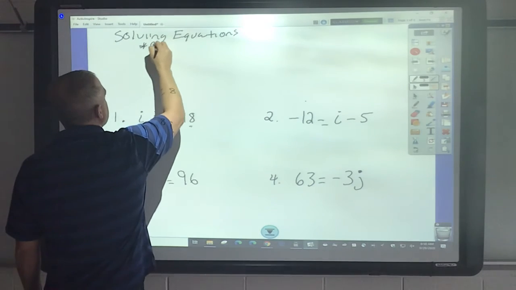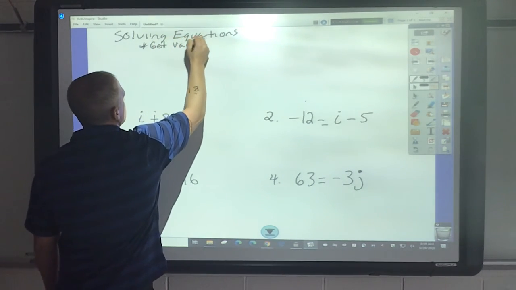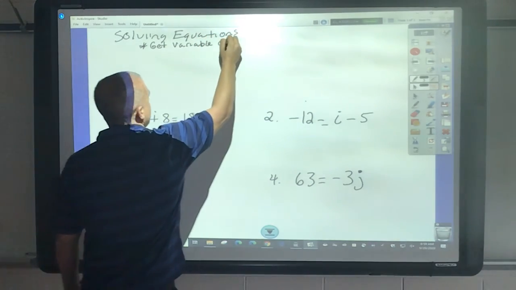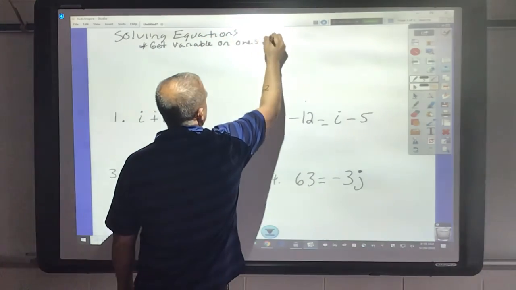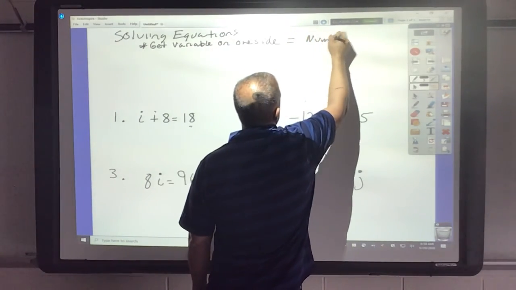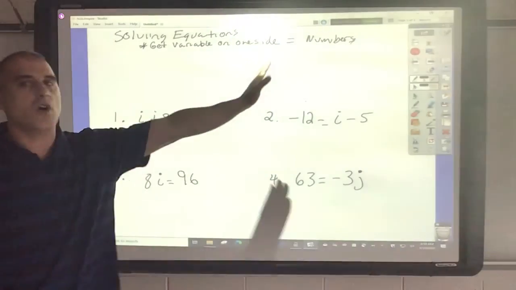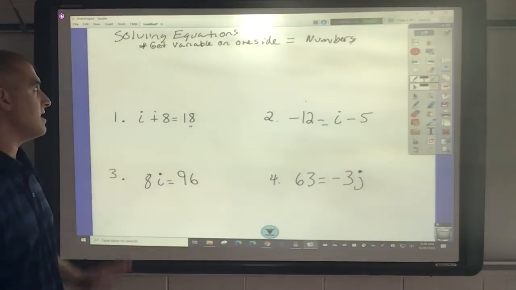We want to get the variable on one side, and then on the other side of the equal sign, we want all the numbers. We get the variable on one side and all the numbers overall on the other. Now, how do we get there?